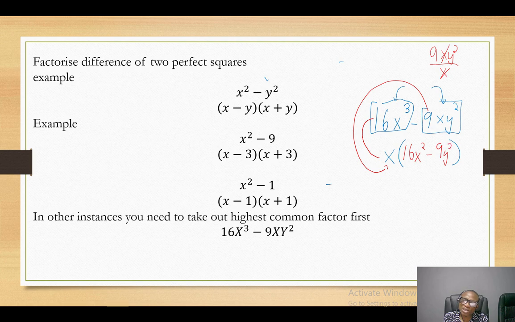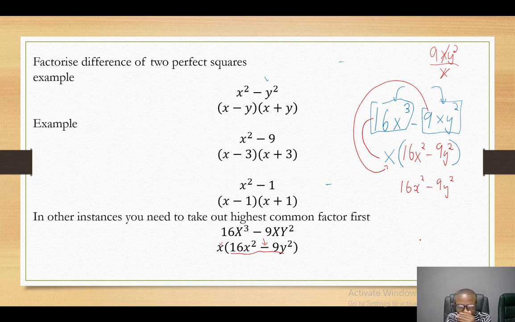So that is your first part. You factorize by taking out the highest common factor. You see, I've written x outside. Then I say 16x squared minus 9y squared. So you have got these two terms now. So always check when you have the negative sign here. Check, can't I factorize this as the difference of two squares? 16x squared minus 9y squared. Can't I factorize this as the difference of two squares?